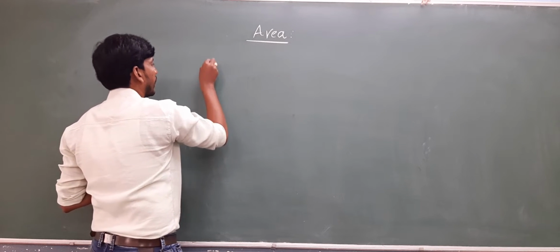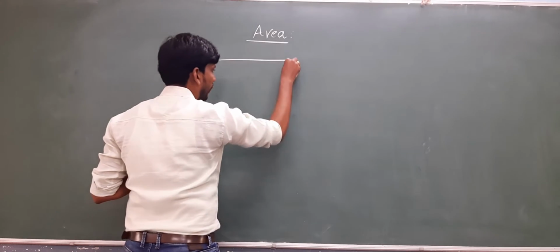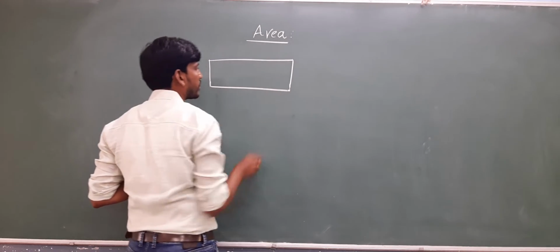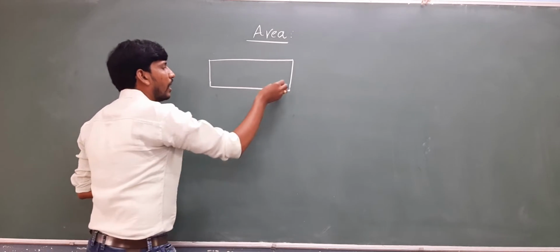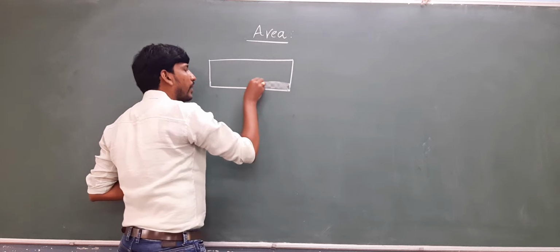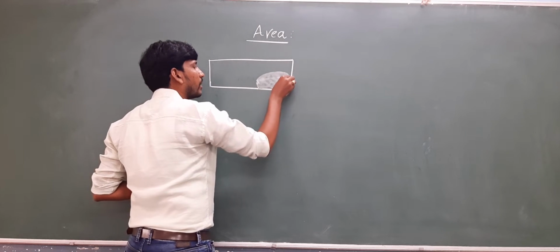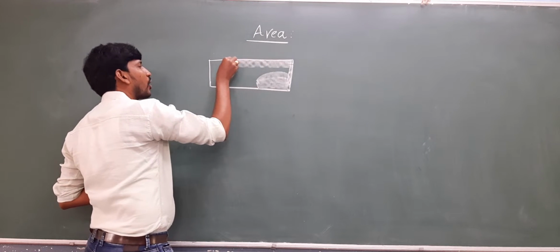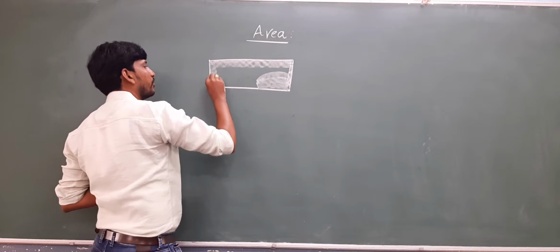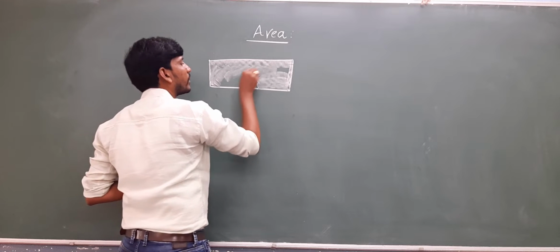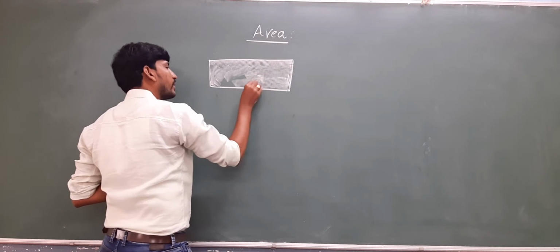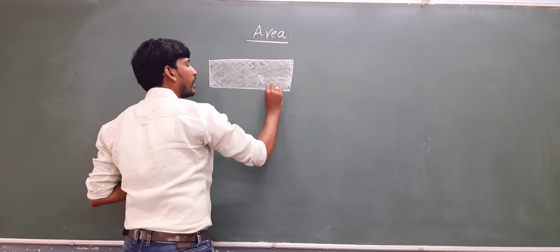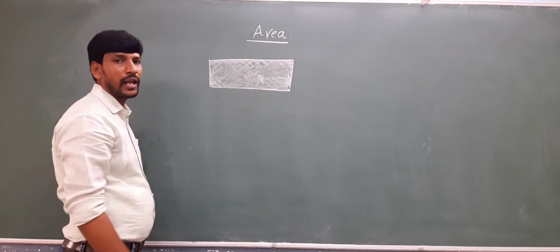See, let us take some shapes. This is a shape, you know this is a rectangle. Inside the shape, it occupies some space. See, this rectangle occupies some space on the board. Clear? Whatever the shaded region is, it is called the area of this rectangle.